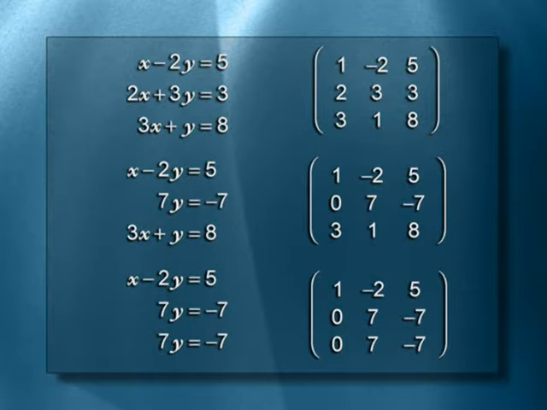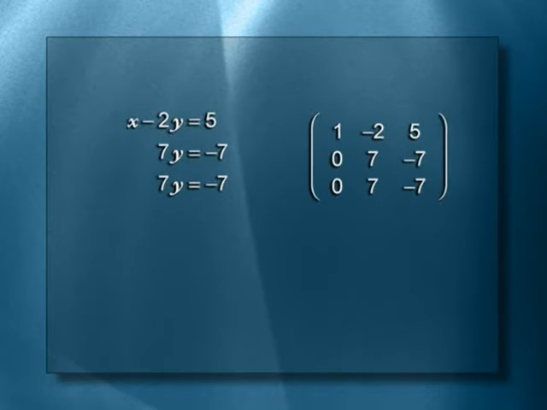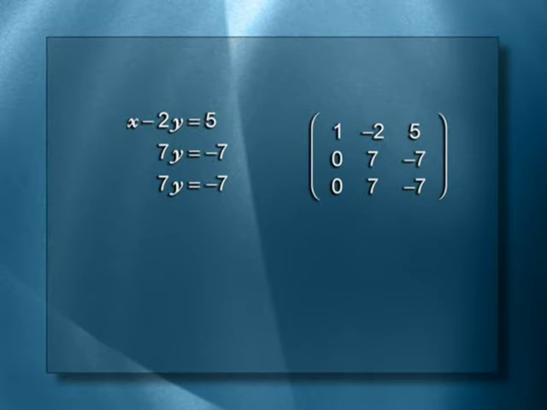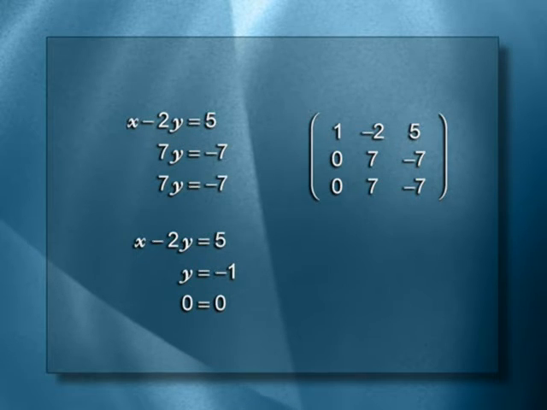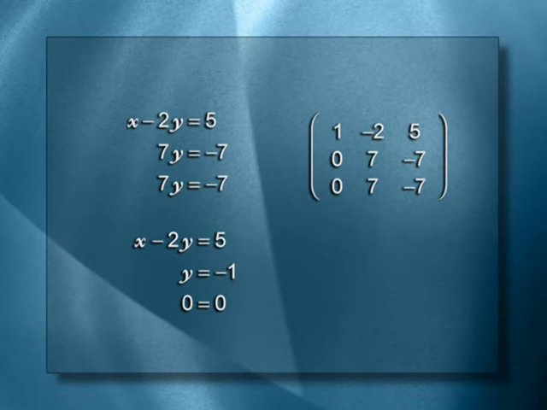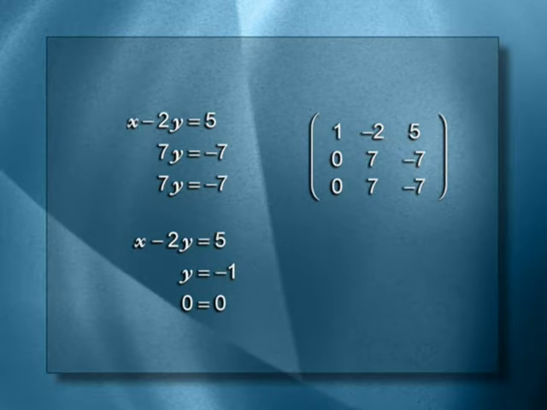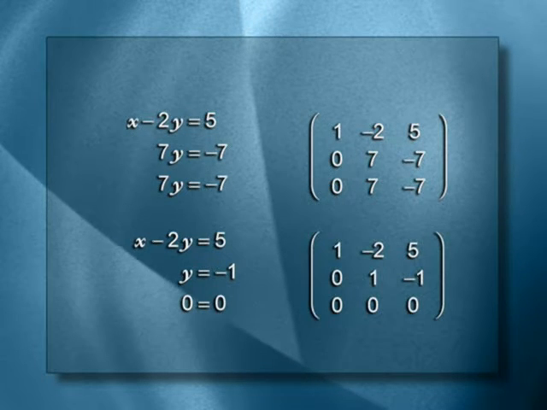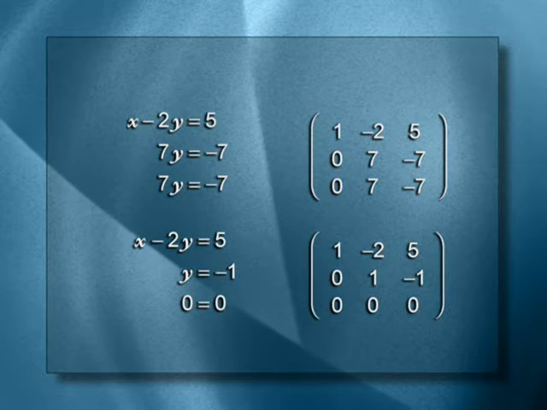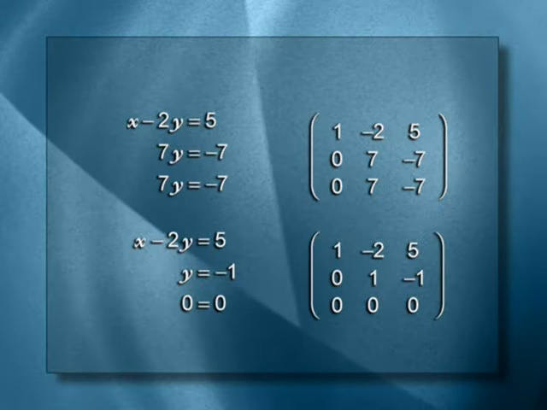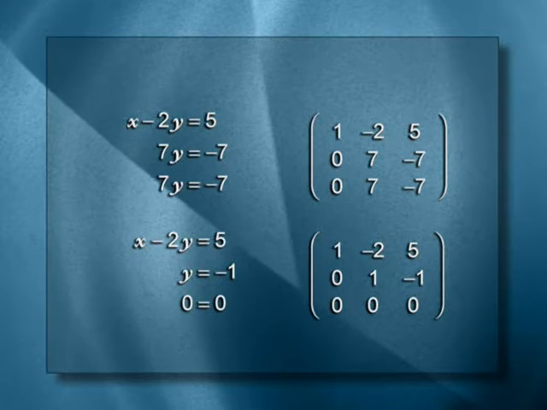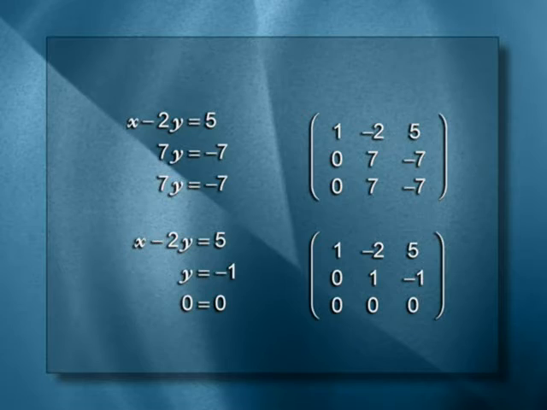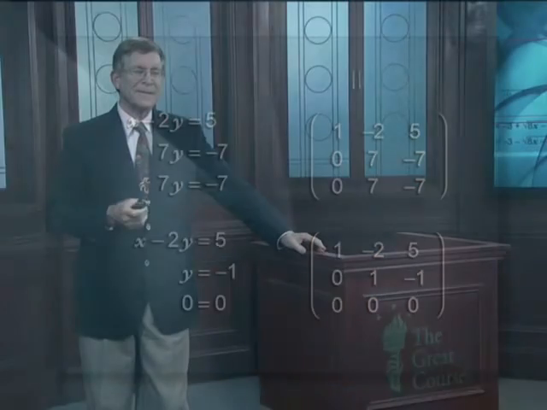Well, now what could you do? What would be the next step? Well, notice that the third and second equations are precisely the same. So you could add, say, minus 1 times the second to the third. That eliminates the third equation. And you also could divide the second equation by 7. And so now our new system using variables is x minus 2y equals 5 and y equals minus 1, and then the trivial equation 0 equals 0. And over there in the matrix notation, you see that it precisely corresponds.